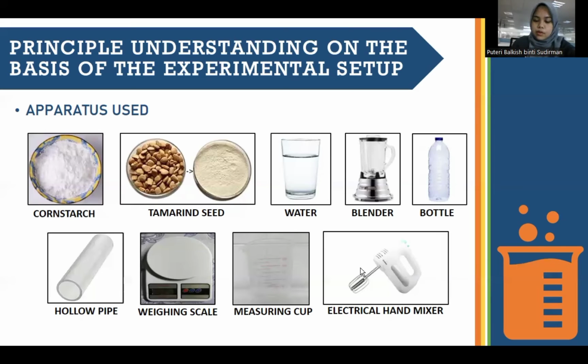And then here we can also see an electrical hand mixer, which is used to mix all the tamarind seed powder, cornstarch, and water. And then lastly, a hollow pipe, which is used to verify the viscosity of the solution.